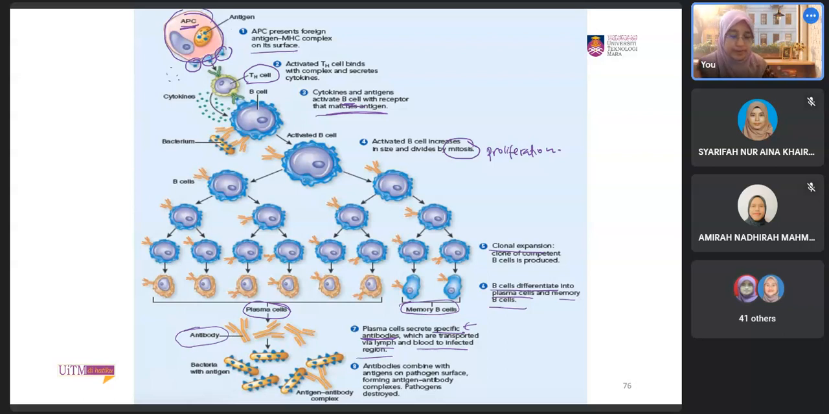antibody circulates in your body fluid. When it encounters that specific bacteria, the antibody will bind to the antigen on the surface of the bacteria, for example. So you form antigen-antibody complex. So it says here pathogen is destroyed, but you have to remember, although it says here pathogen is destroyed, the antibody does not directly destroy the bacteria. There is another mechanism. We will look at how the antibody is actually involved in destroying the pathogen.